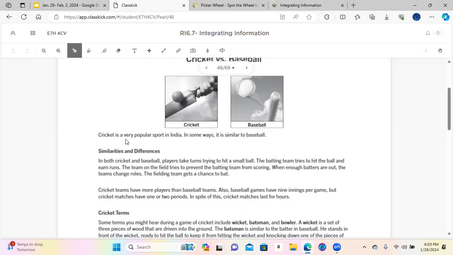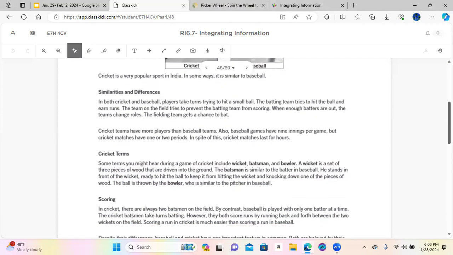It says cricket is a very popular sport in India. In some ways, it is similar to baseball. Similarities and differences. In both cricket and baseball, players take turns trying to hit a small ball. The batting team tries to hit the ball and earn runs. The team on the field tries to prevent the batting team from scoring. When enough batters are out, the teams change roles. The fielding team gets a chance to bat.